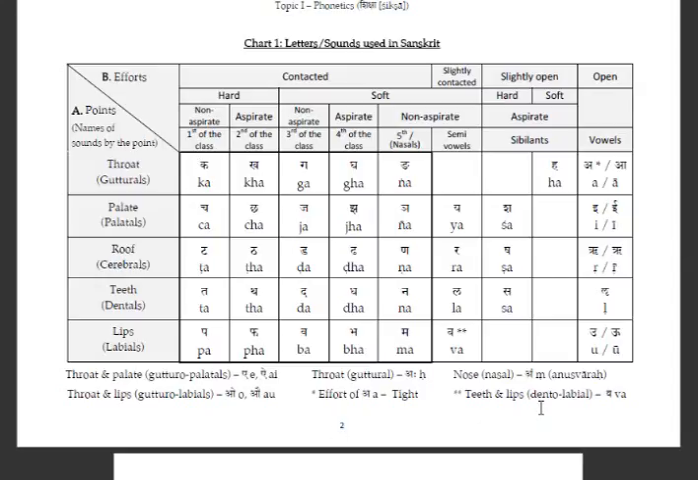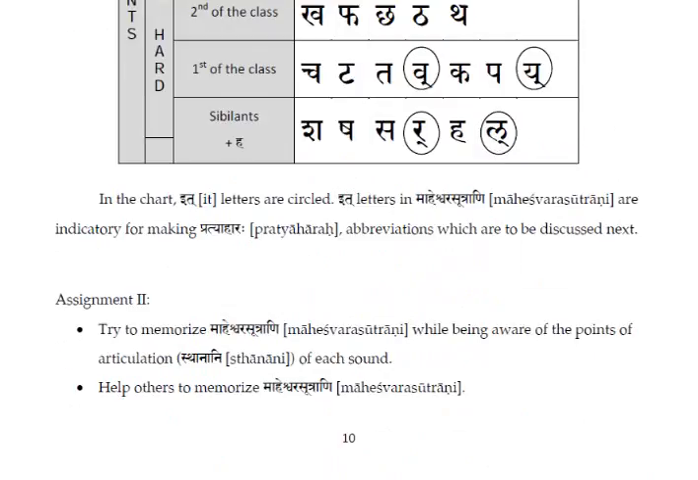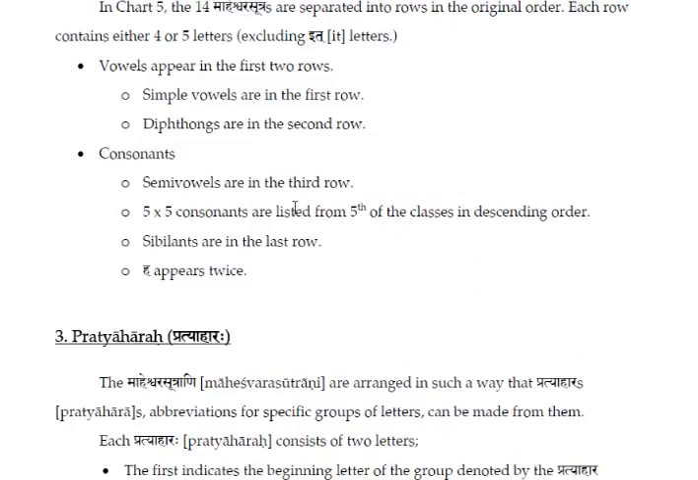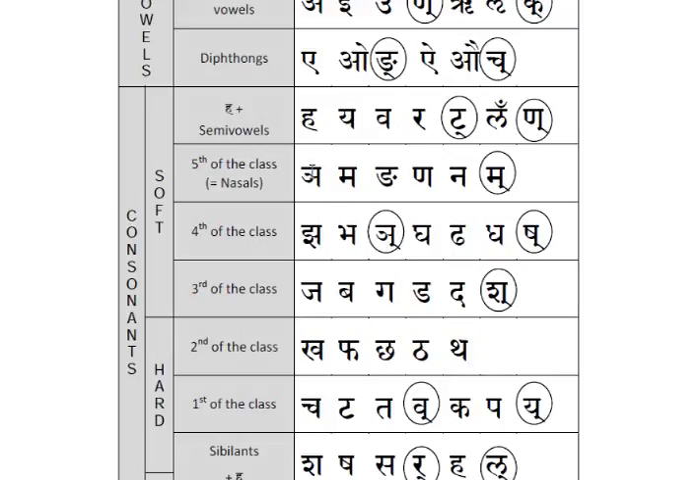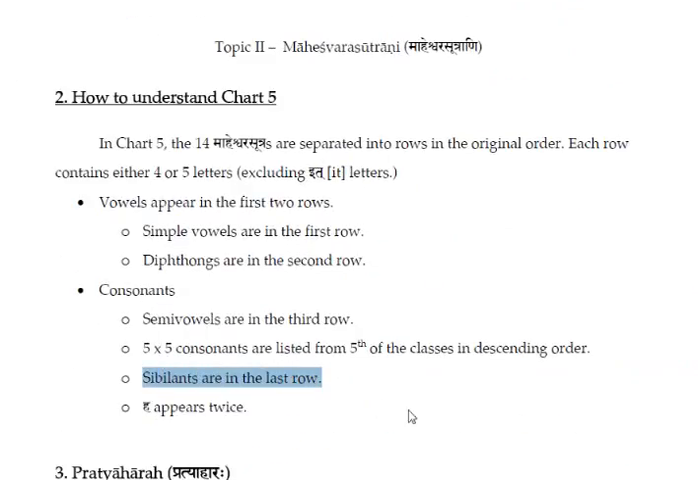In that standard alphabet chart, there are 5 rows by 5 columns. And five consonants at a time are listed from the fifth of the classes in descending order. Letters of the fifth of the class come first, and then the letters of the fourth of the class, and the third, second, first. Descending order. And the sibilants are in the last row.